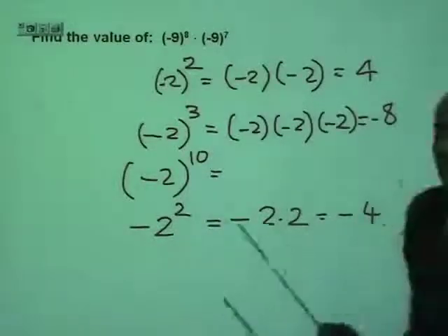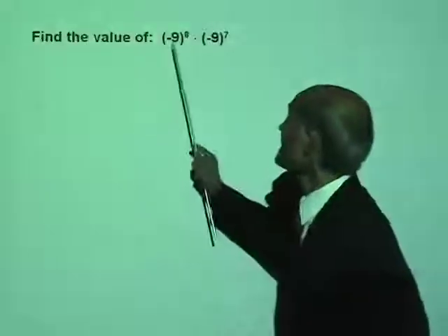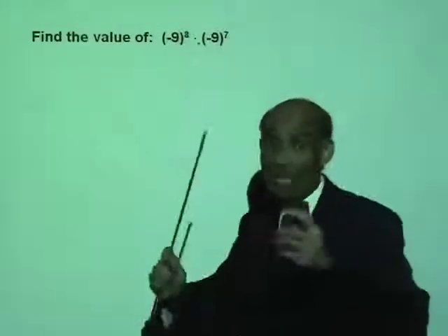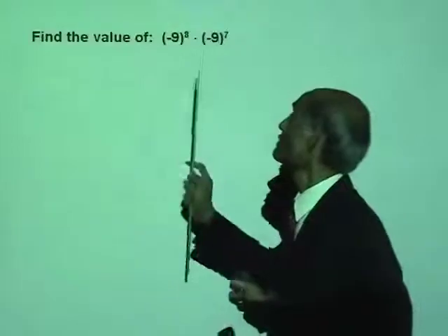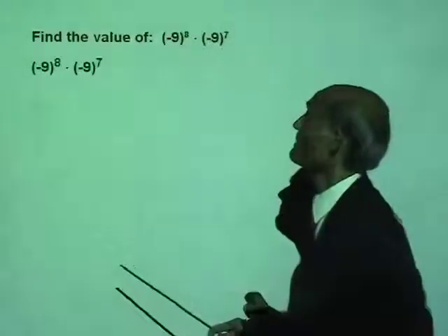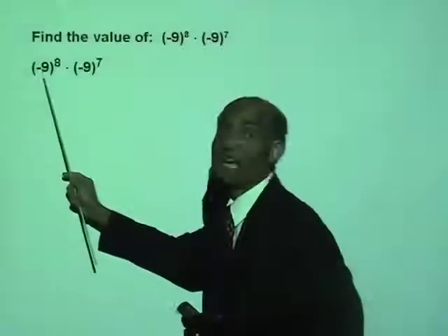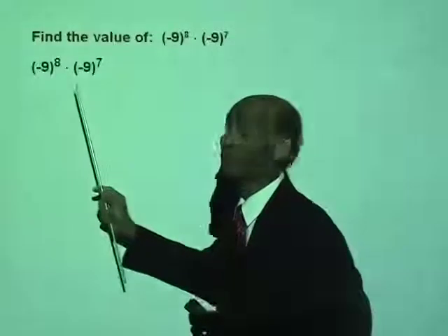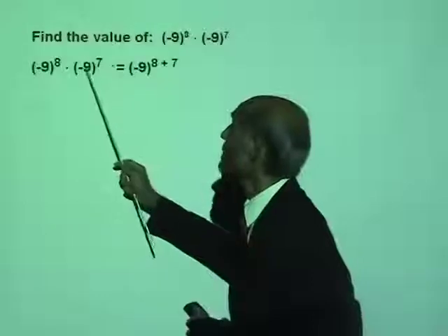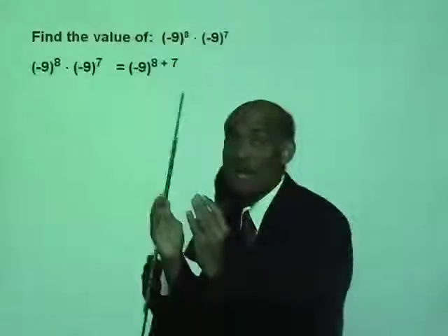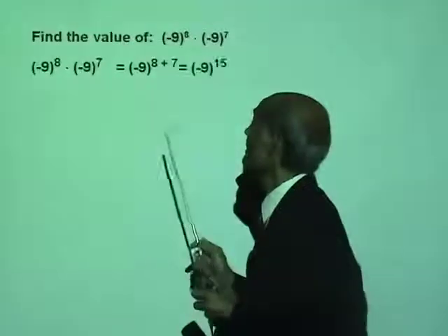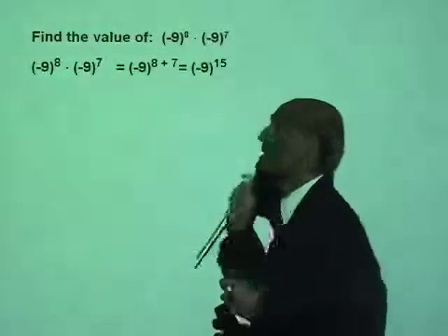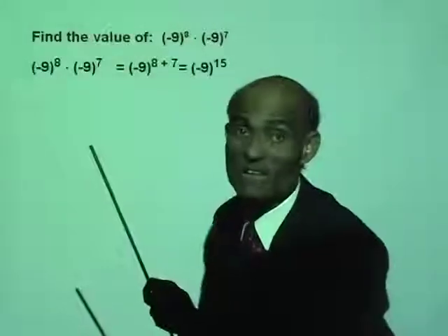and do this problem. Find the value of negative 9, look at the way I read it, negative 9 raised to the power of 8 multiplied by negative 9 raised to the power of 7. Well, the base is the same, therefore you add the exponents. This will be negative 9 raised to the power of 8 plus 7. That is negative 9 raised to the power of 15.